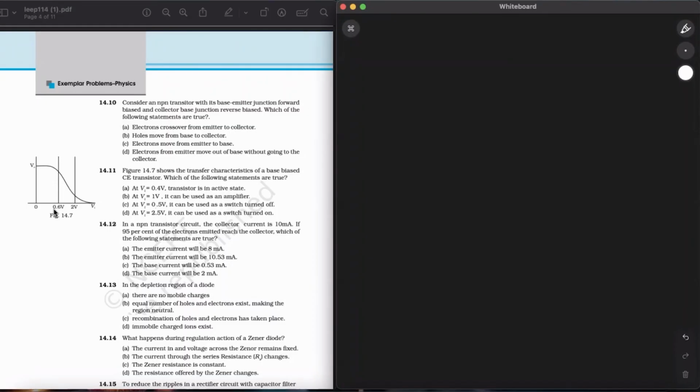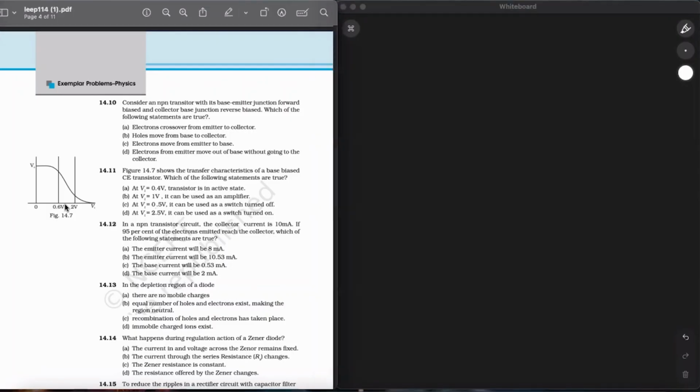When Vi equal to 1 volt, that is between 0.6 to 2 volt, in this region, the transistor circuit is in the active state, and when the input is increasing, output is increasing. So this can act as an amplifier. Voltages are 180 degrees out of phase, so this acts as an amplifier. So option B is correct for now.